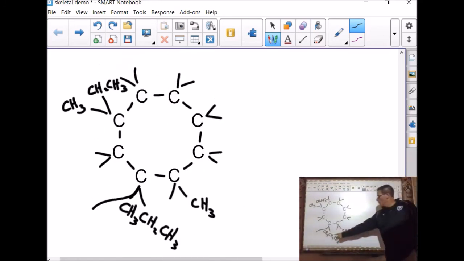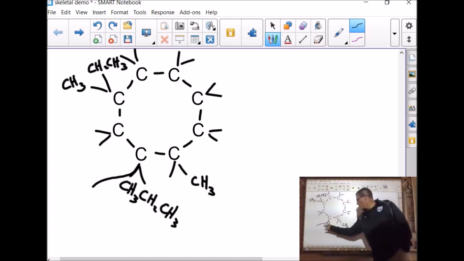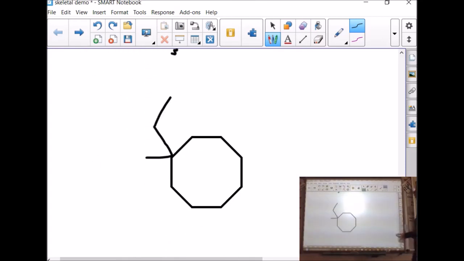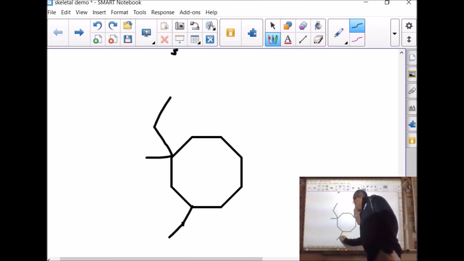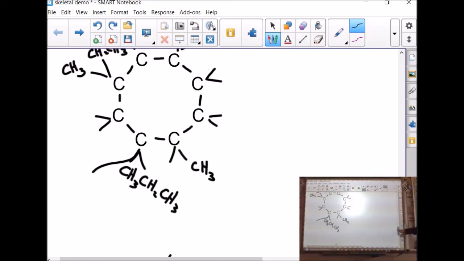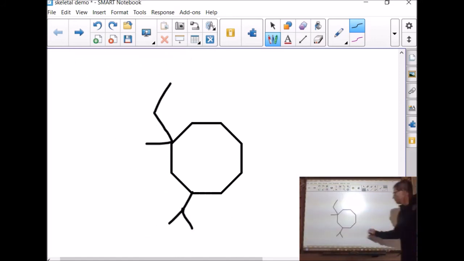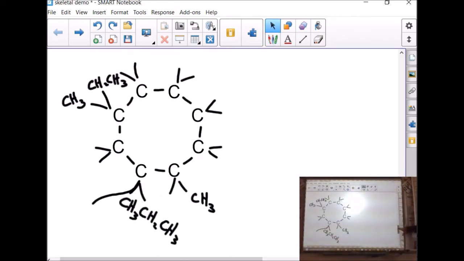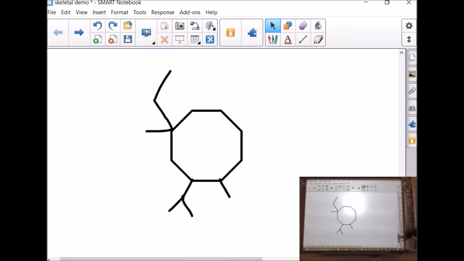And what do we have on this carbon here? And again, that's trying to represent a hydrogen. This is representing an isopropyl. So that would skip one and go here. And then next to that, we have a methyl. Okay, so that shape represents that mess. True or false? True.